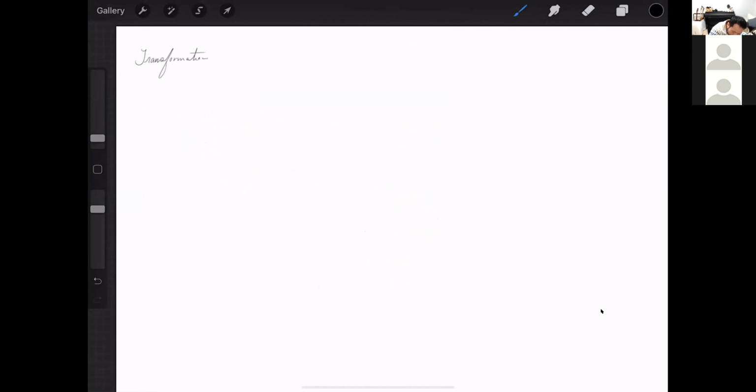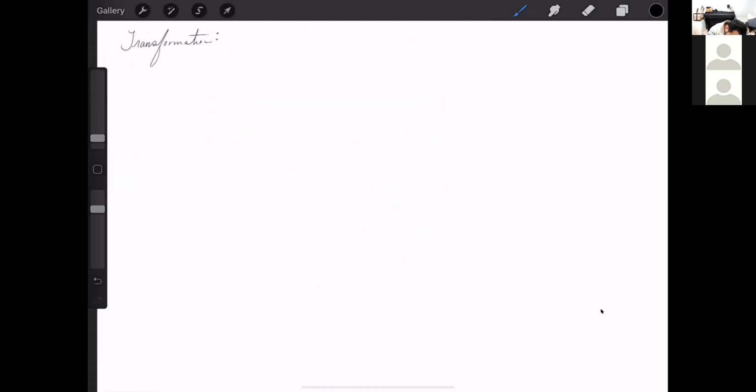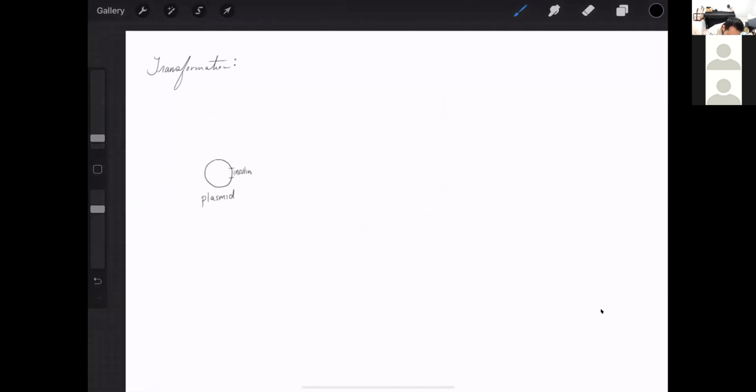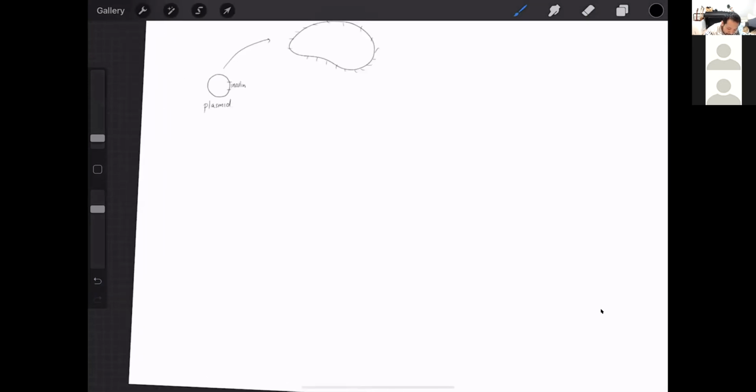Okay, so transformation. Let's actually draw that plasmid here. So this is the plasmid, and the plasmid is going to have the gene that we want. So let's write insulin here. And this is what we want to put into a bacteria, which would be much larger than the plasmid itself. It's a bacteria that looks like this. We're going to put this in here. How we're going to do this is actually pretty interesting.